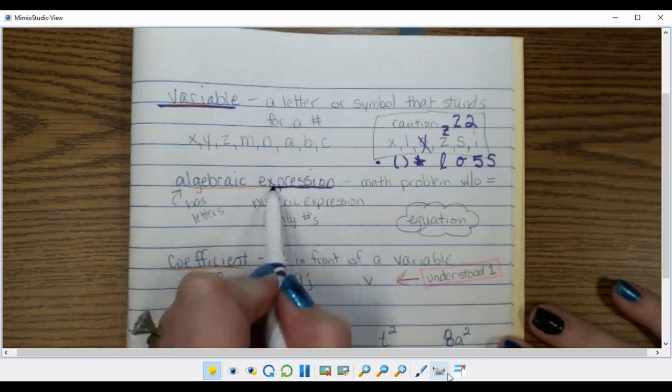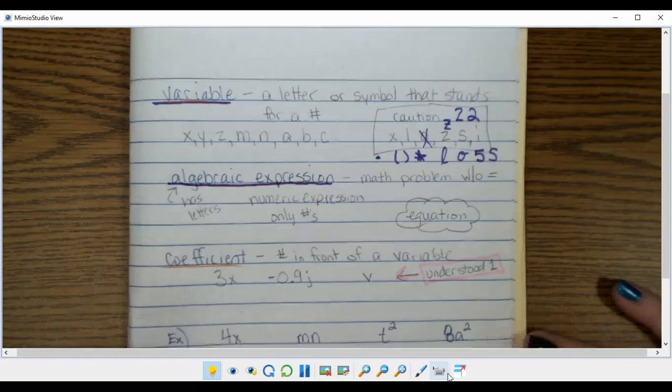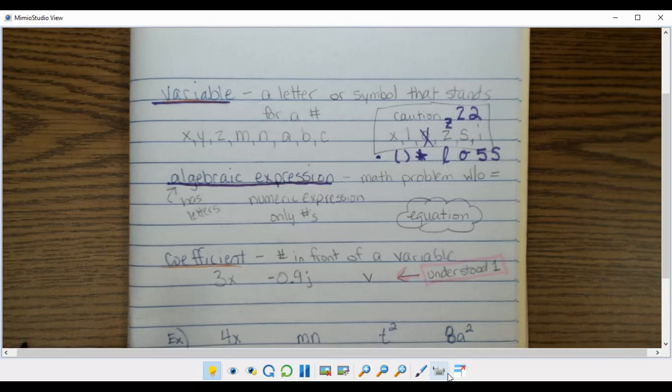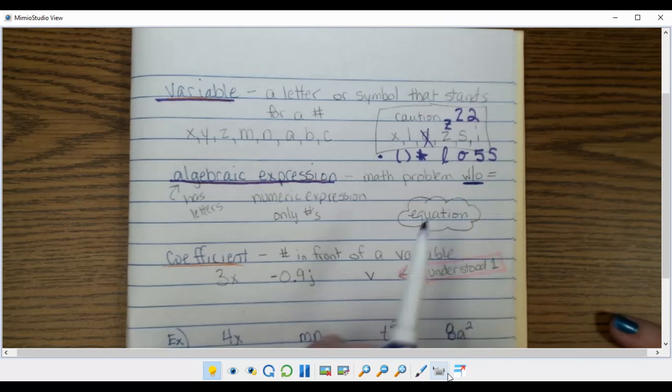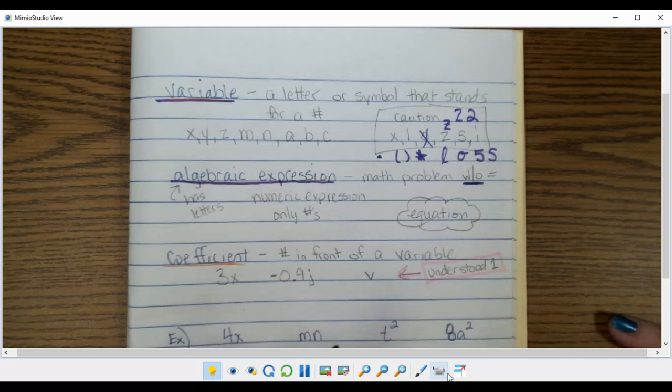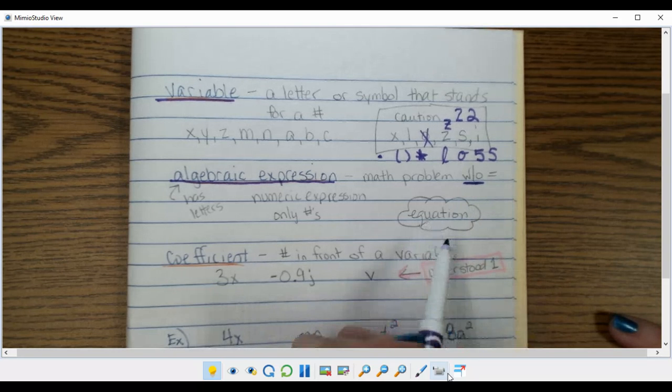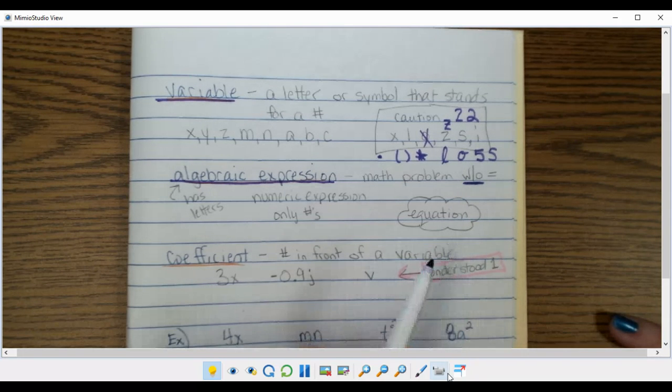Let's talk about algebraic expressions. Now, you've done these for a long time. There are two things in math. There are expressions and there are equations. So an expression is something that does not have the equal sign. The equation does have the equal sign. You can kind of tell by the root of the word there.